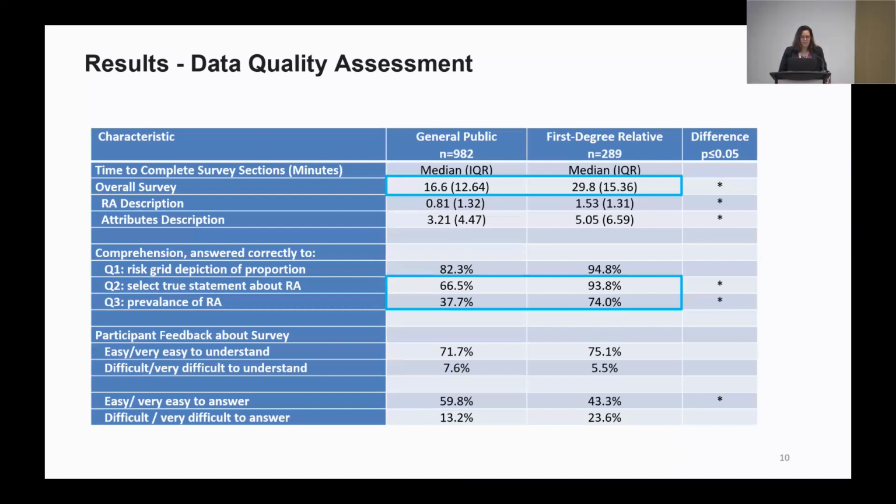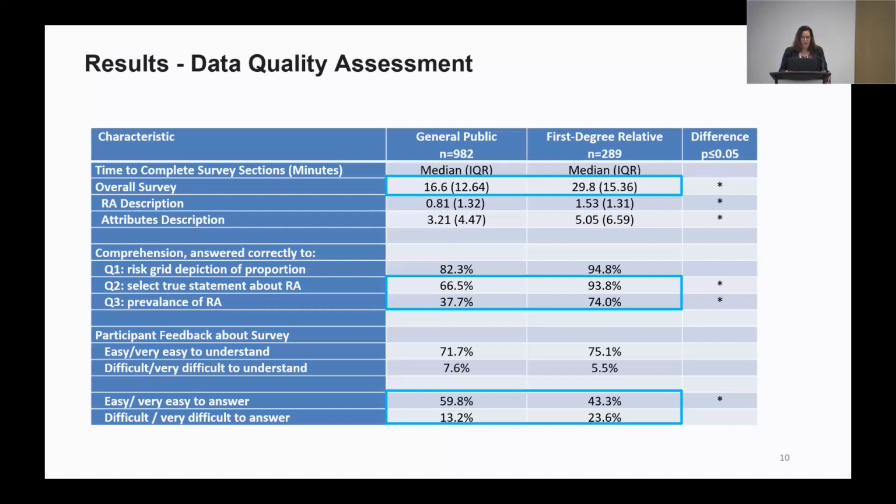Comprehension questions, the general public did not perform as well as the first degree relatives. And finally, we ask how easy is it to understand and how easy is it to complete? And there were some differences here. Interestingly, first degree relatives report they have fewer people reporting that it was easy or very easy to answer. Again, there are some reasons for this.